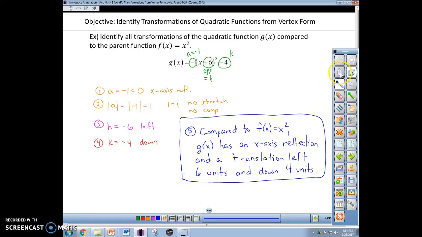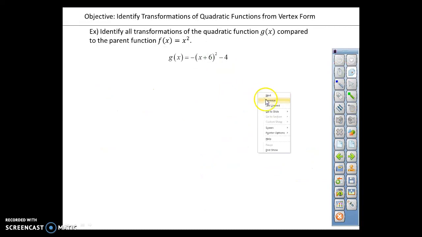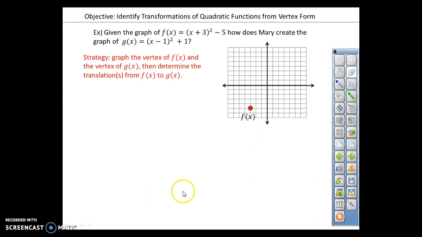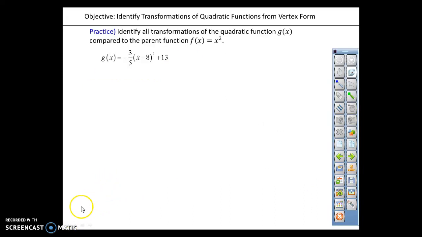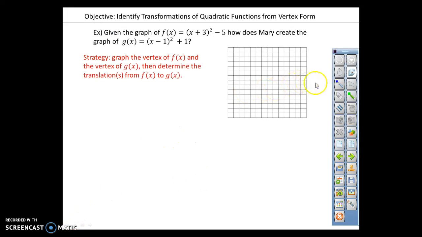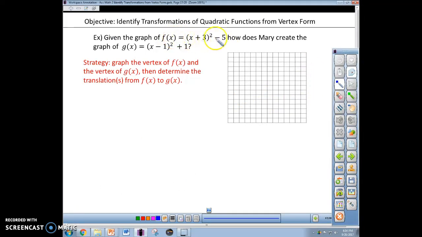Alright, so now we're going to move on to a different type of problem. So in this type of problem, we're looking, given the graph of f of x equals x plus 3 quantity squared minus 5, the question is, how does Mary create the graph of g of x equals x minus 1 quantity squared plus 1? The difference here is that we're creating a transformation in g of x, but we're starting with a parent function f of x that is actually itself already transformed from the parent of the family.